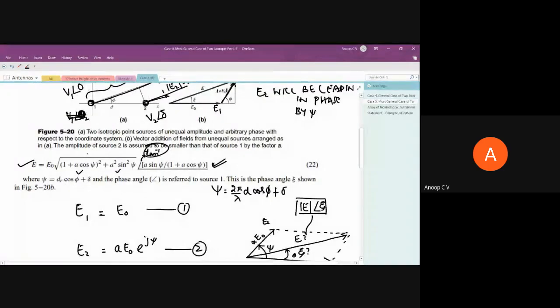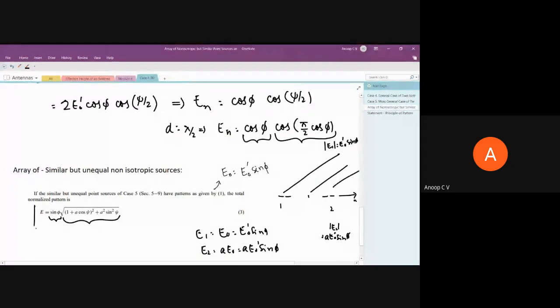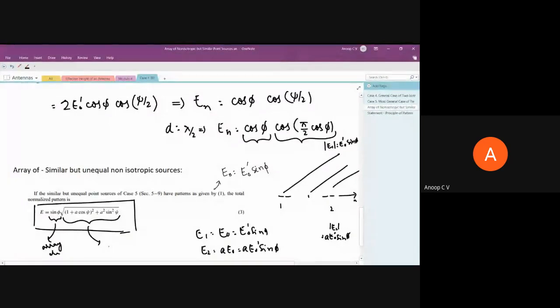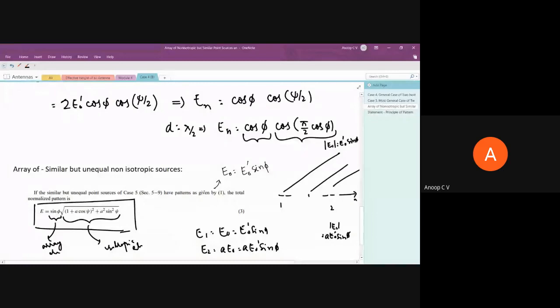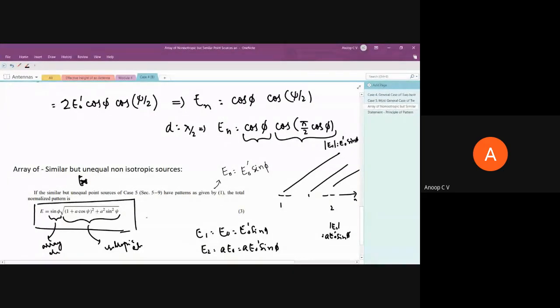If you remember, magnitude of 1 plus a cos phi the whole square plus a square sine square psi, right? That is the case. So in that case, this will be the result. This is due to the non-isotropic array element, and this is due to the isotropic array. So this is again the principle of pattern multiplication. This is the E naught sin phi pattern, right, with unequal amplitude.